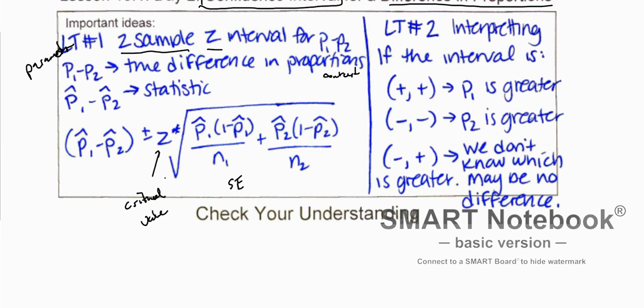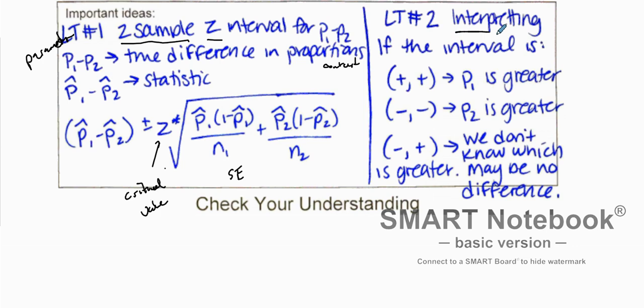Now, going through here, we're going to do some interpreting of these intervals, and this makes sense because we can make some inferences from the interval. If we have two positive values, the only way you can get two positive values is if P1 is greater, because when you take the difference, if P1 is greater, it's always going to remain positive. If both ends of the interval are negative, then we know that P2 is greater, because that makes both values on the interval negative.